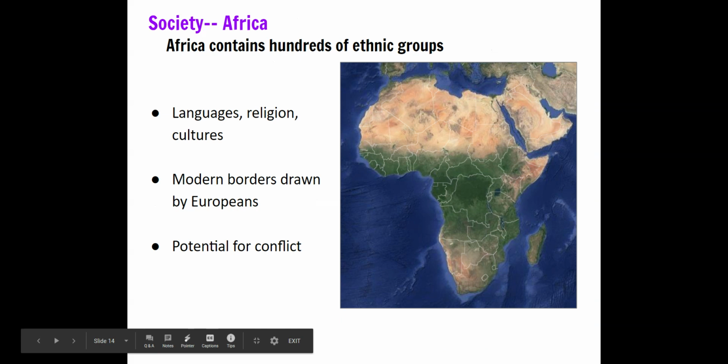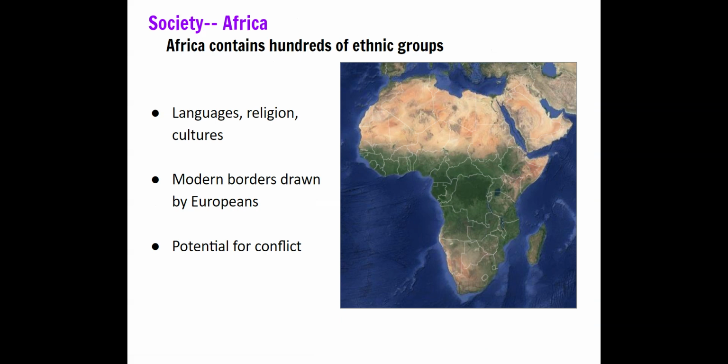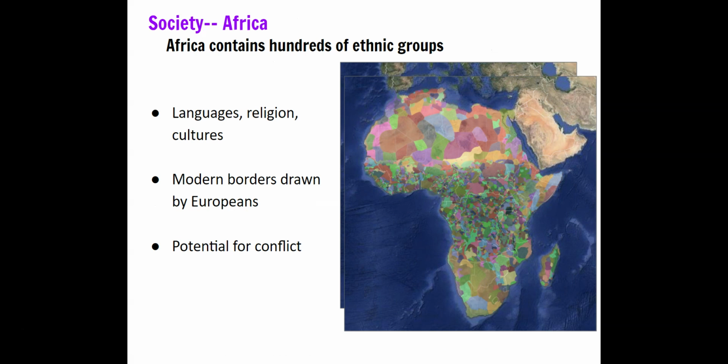Finally, African society is also very diverse. Africa contains hundreds of different ethnic groups, all with their own languages, all with their own culture, religion, traditions, history. And then those ethnic groups were sort of artificially put into countries by Europeans when Europeans colonized Africa. So here's a map of all the different ethnic groups. You can see it's quite a lot of them.